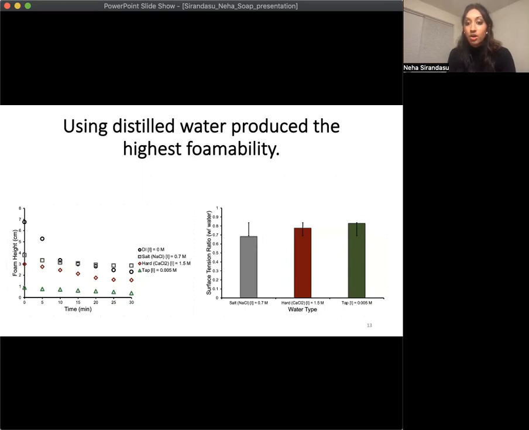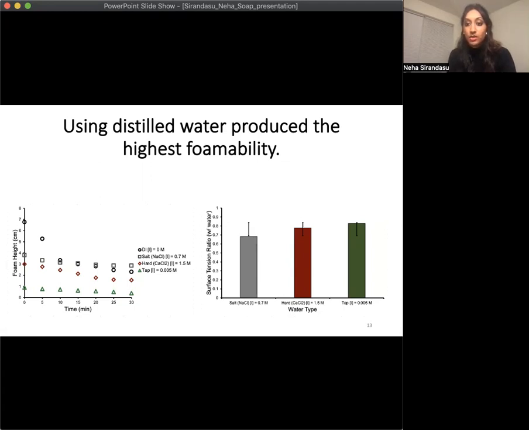On the other hand, salt water had a slightly higher foamability than hard water because salt has a lower ionic strength than calcium chloride. And ionic strength is important to consider here because it increases the pressure on the bubbles being formed and can cause them to break and reduce the overall foamability. And as with tap water, it had the lowest foamability because of its high mineral content.